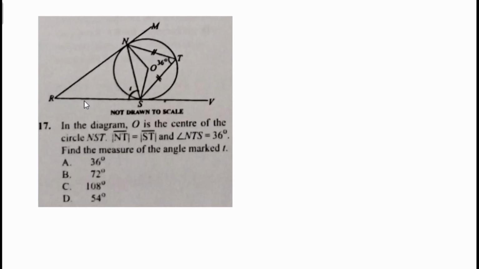So if RSV is a tangent to the circle, then the angle between the tangent and this chord SN, which in this case is the T, will be equal to the angle the chord SN subtends at the opposite segment of the same circle, which is the angle at T here, or NTS, the 36. So if that is the case, then the angle T equals 36 degrees, which is option A. As simple as that, but I can still explain though.